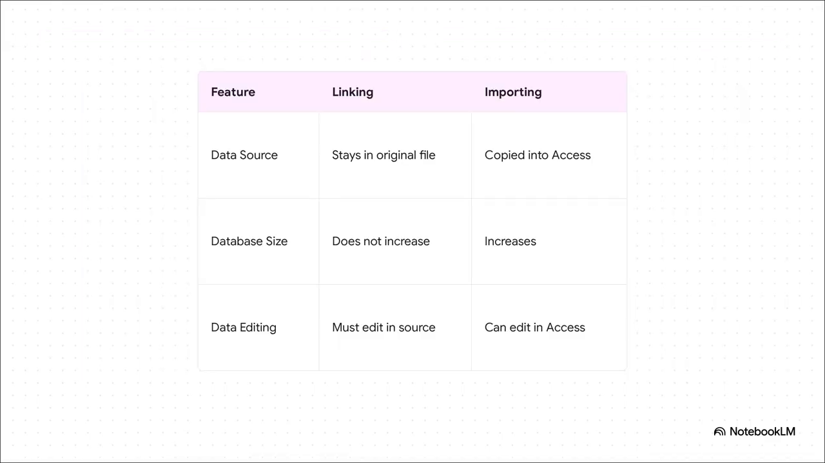So here are the key trade-offs you have to think about. Linking keeps your database nice and small, and it makes sure the data is always live from the source. The catch? You can't edit it from inside Access. Importing, on the other hand, gives you a complete, editable copy, but it makes your database bigger, and that data is now a static snapshot. It won't update if the original file changes.